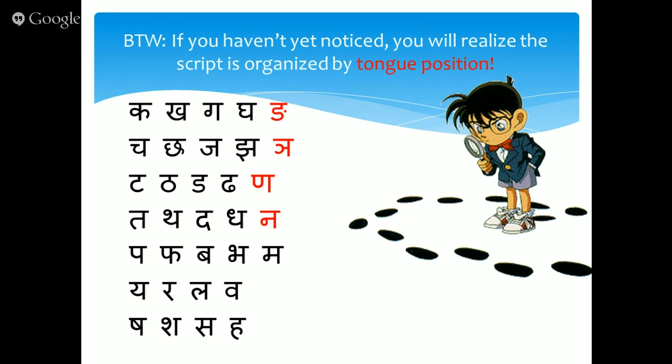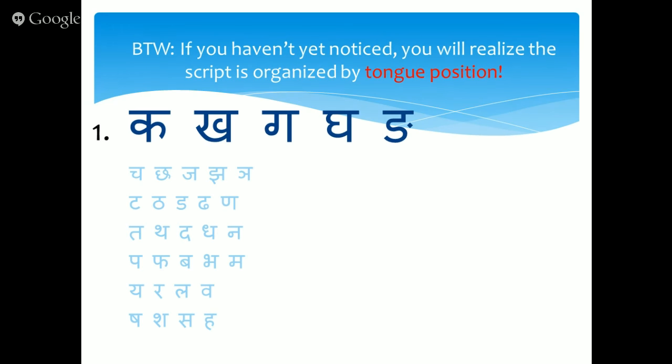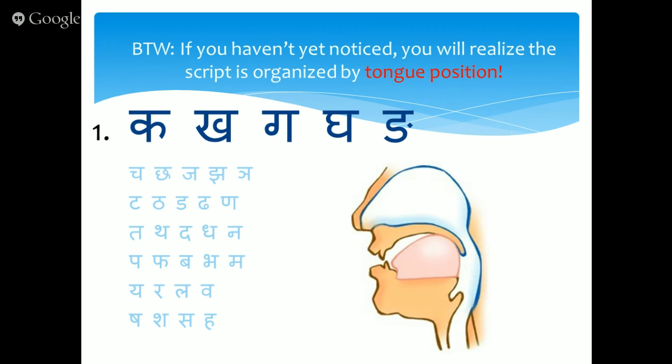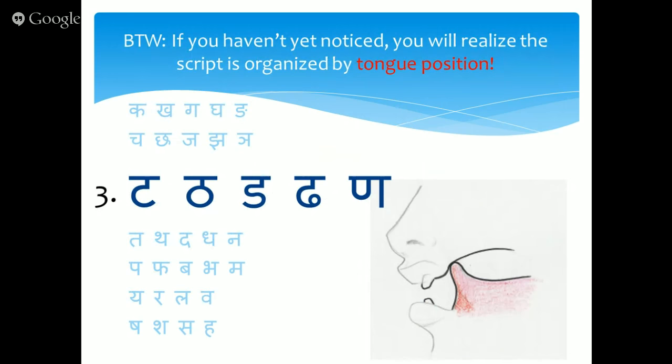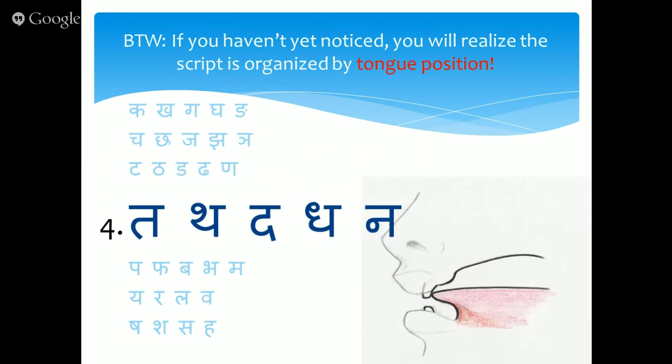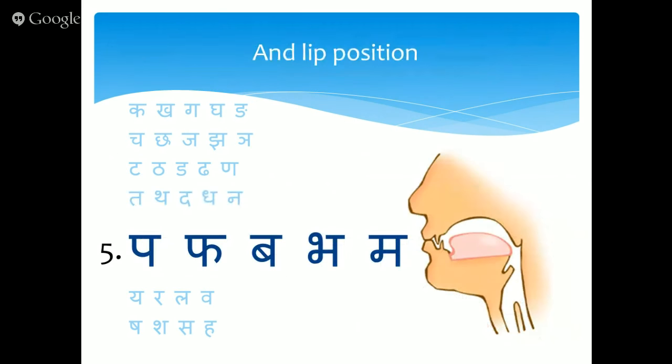Who organized it like this? Well, it was a man called Panini. He was a Sanskrit grammarian who was very good at organization. And so here, line number 1, tongue position, back of the throat. Line number 2, tongue position, middle of the mouth. Line number 3, tongue position, tip of the tongue touching behind the bump of the mouth. Line number 4, tongue position, touching the teeth. We're trying to escape the mouth. Number 5, no tongue position, lip position.